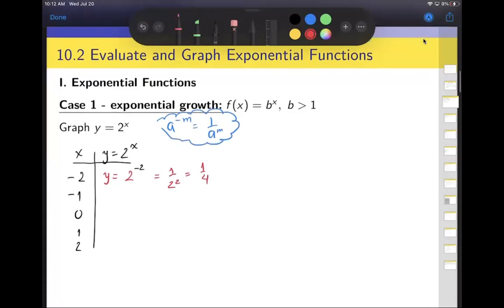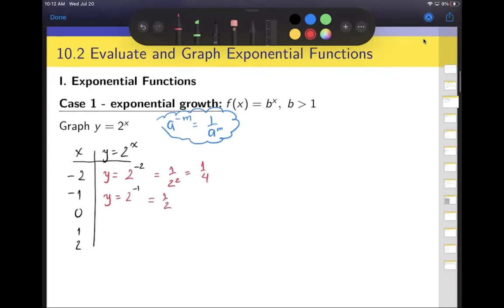Okay, all right. Or you can use a calculator, right? When x equals -1, y equals 2 to the -1. So that means 1/2, right? When x equals 0, 2 to the 0 is 1. It's not 0. 2 to the 0 is 1. And when x equals 1, 2 to the first is 2. When x equals 2, 2 squared is 4.